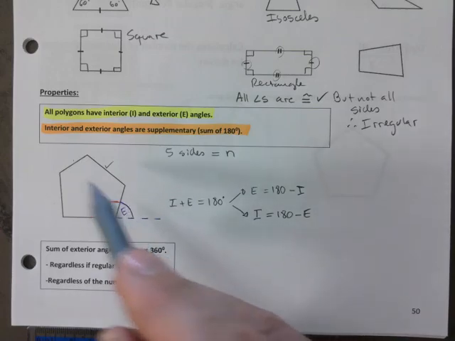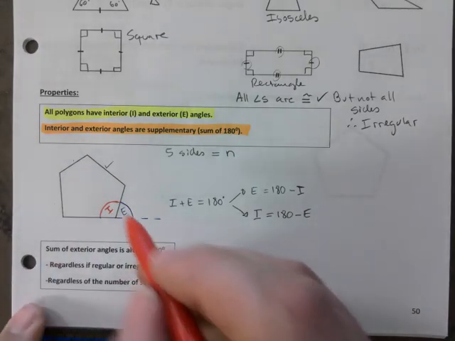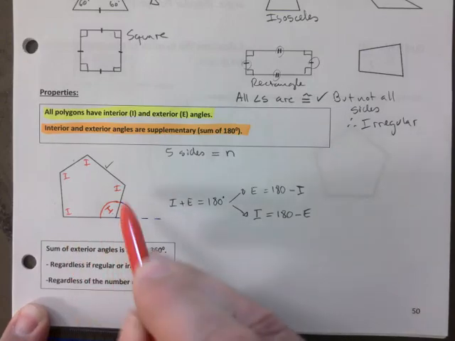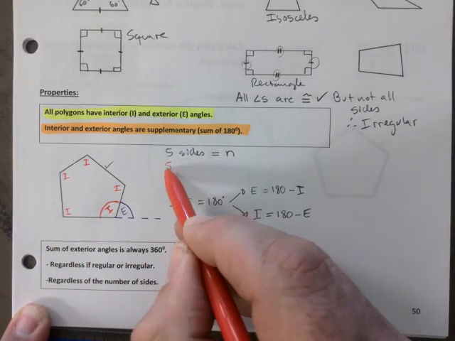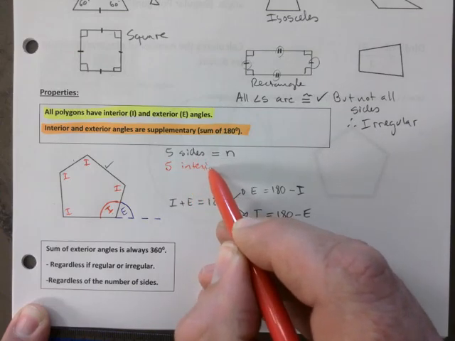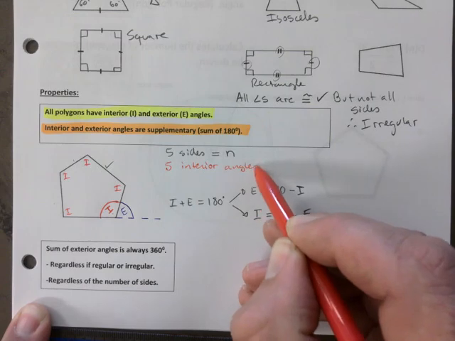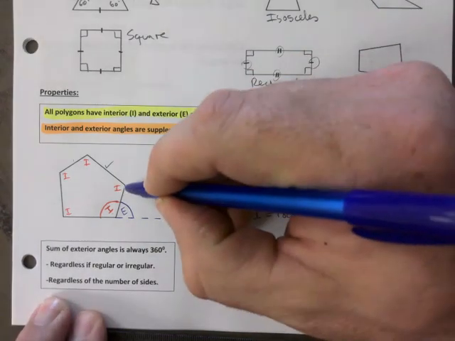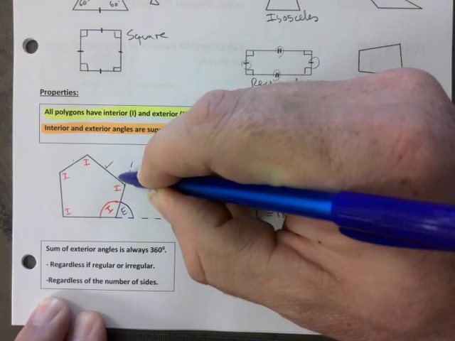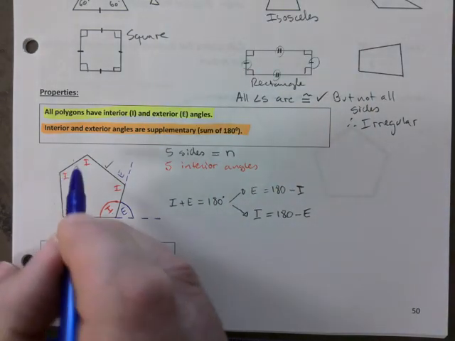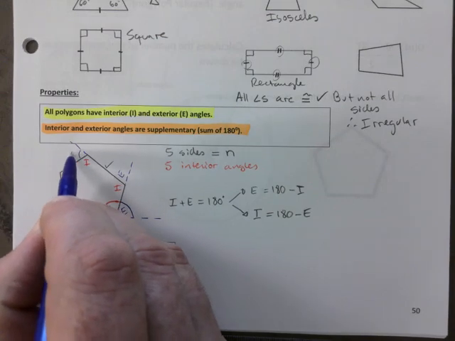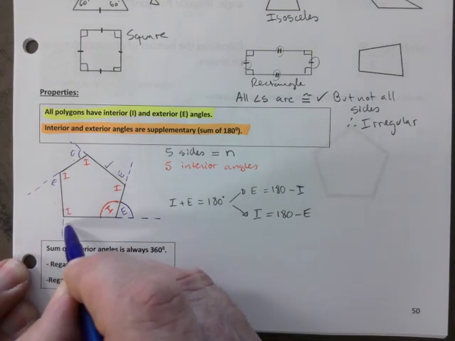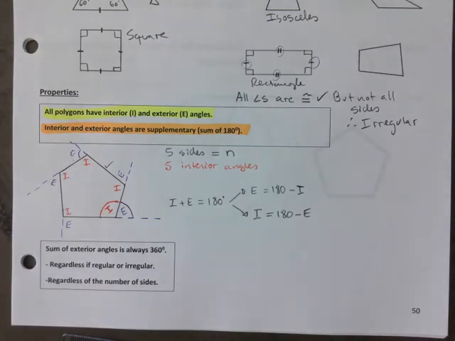How many interior angles do you think there are? Well, let's count. I. So there's 5. 5 interior angles. How many exterior angles you think? 5. So you just go like this. There's an E right there. Keep traveling. There's an E right there. E right there. E right there. So there's 5 exterior angles.